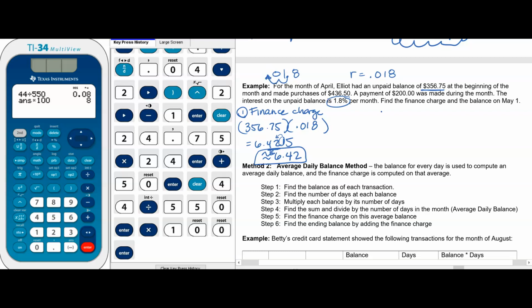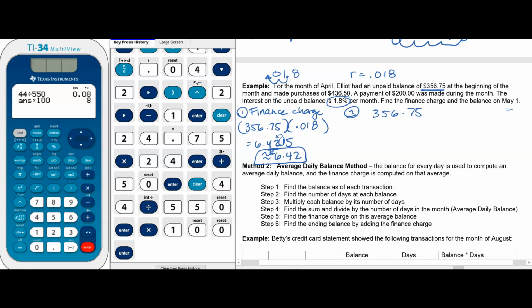So now we're going to find the new balance on May 1st. This is going to be step 2. We're going to start with the balance, so 356.75. Okay, and then I'm going to go ahead and read through the problem.